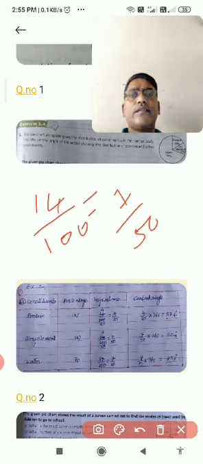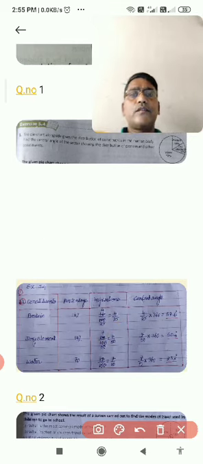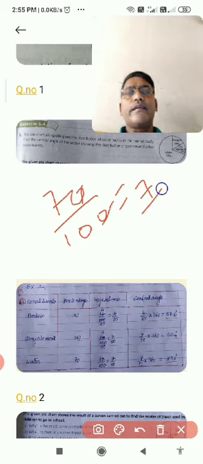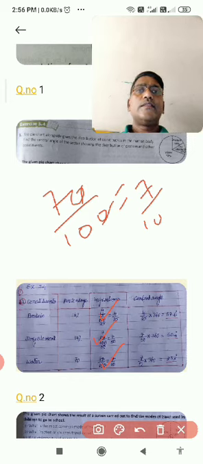Second part clear, 7 upon 50, and we go to the third, 70%. So 70 upon 100. Zero zero cancel, you get 7 upon 10. So the third part is also over. So the fractions have come. Now we are going to find the central angle. I told you, by multiplying by 360 you get the central angle.